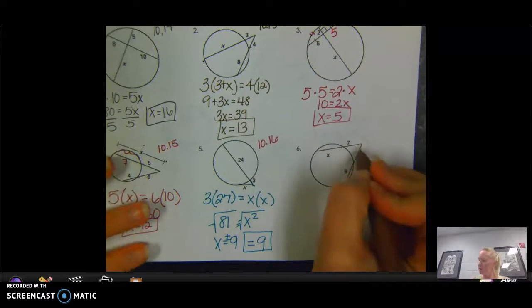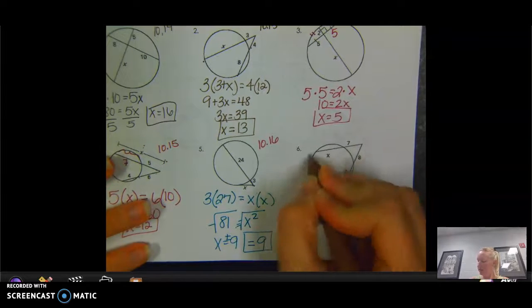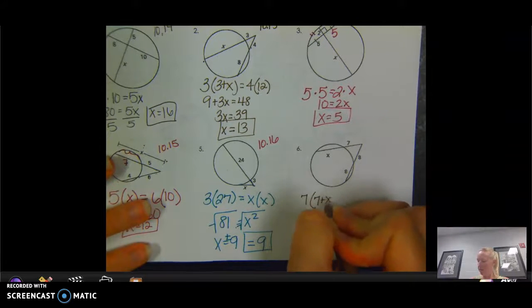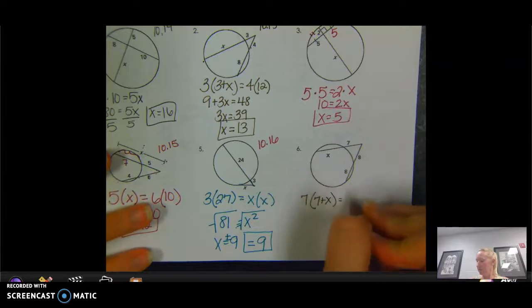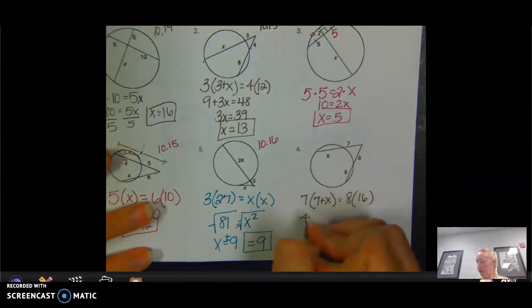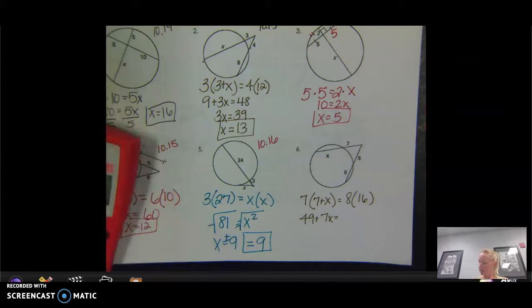Unpause me when you're done. So I'm going to do outside times the entire length, which remember, that's 7 plus x. It's not 7 times x. Is equal to the outside, which is 8, times the entire length, which is 16. I get 49 plus 7x equals 8 times 16 is 128, I believe.